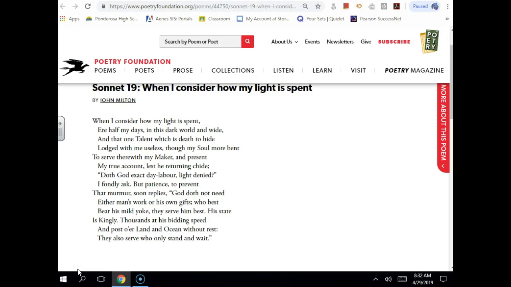Let's use some of the language from the type of poem it is. So we think it is Petrarchan or Italian. What's one element of the Italian or the Petrarchan that you see here? 1, 2, 3, 4, 5, 6, 7, 8. So here's our octave.